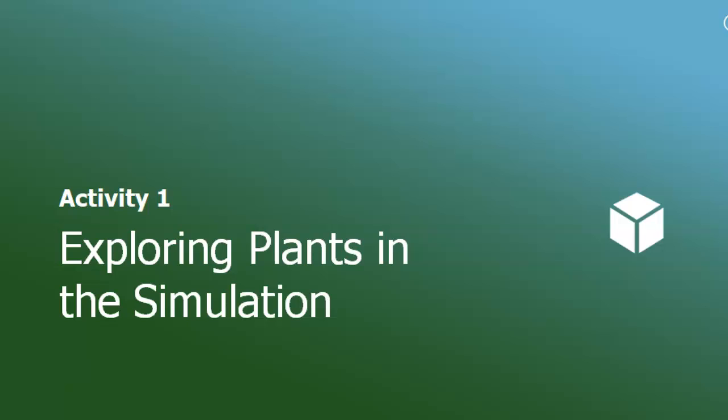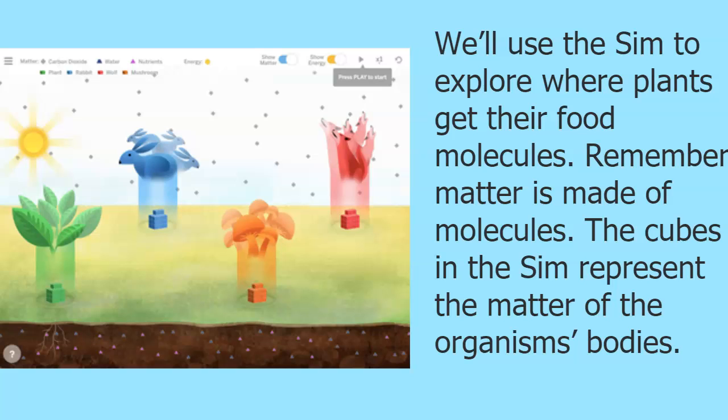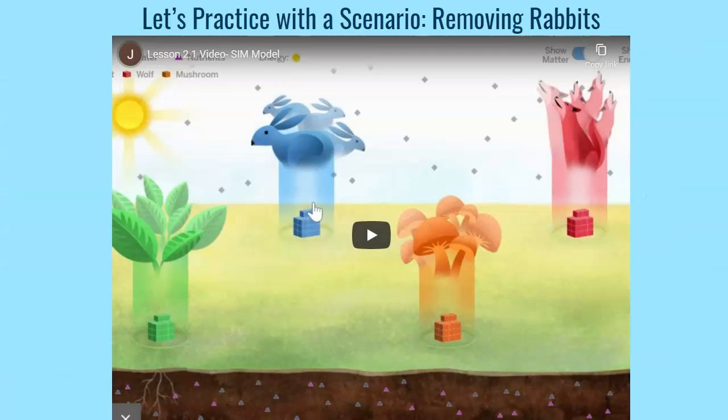Our very first thing that we are going to be doing is exploring plants in the simulation. Since we can't directly observe where plants get their food molecules in an ecosystem, we can use a model to try to figure it out. We will use the sim to explore where plants get their food molecules. Remember, matter is made of molecules. The cubes in the sim represent the matter of the organism's body. We are going to practice with a scenario removing our rabbits first.